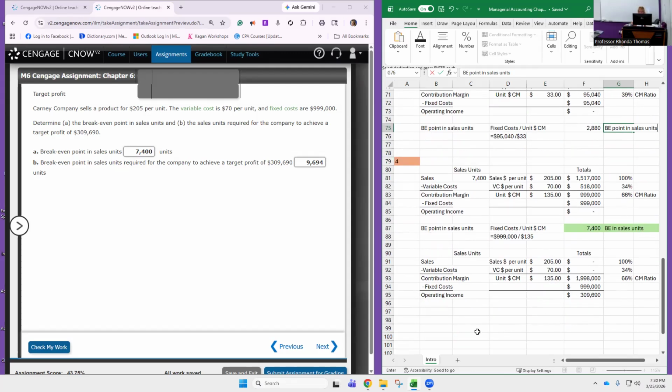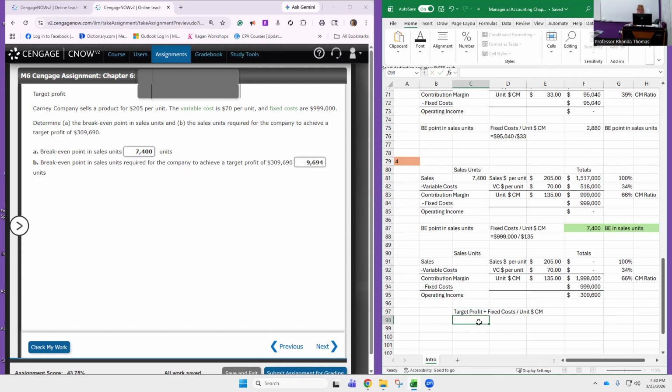All right, so now we have a target. Okay, so here comes the formula. Just like we did this, now we're going to add target profit to the fixed costs, right? So it's going to go target profit plus fixed costs, okay, divided by unit contribution margin, okay, unit contribution margin.